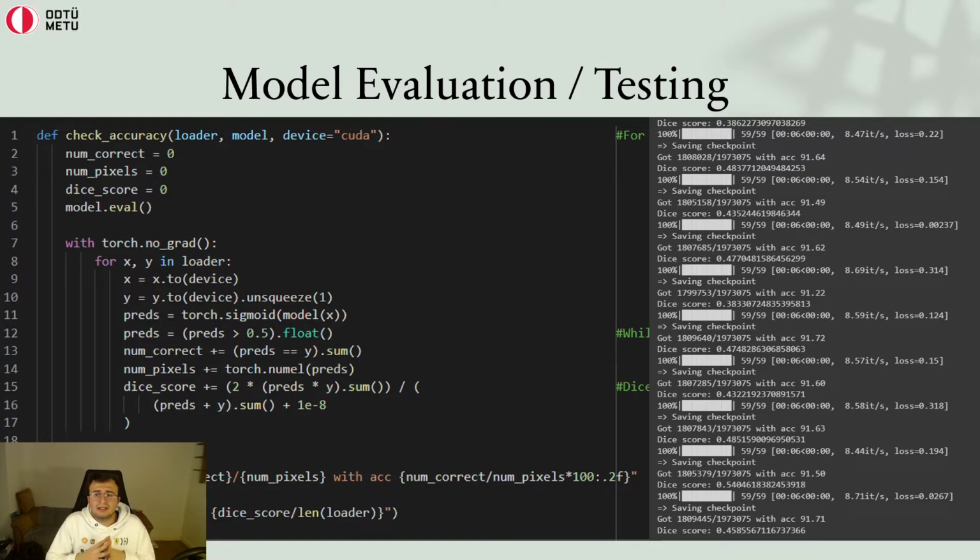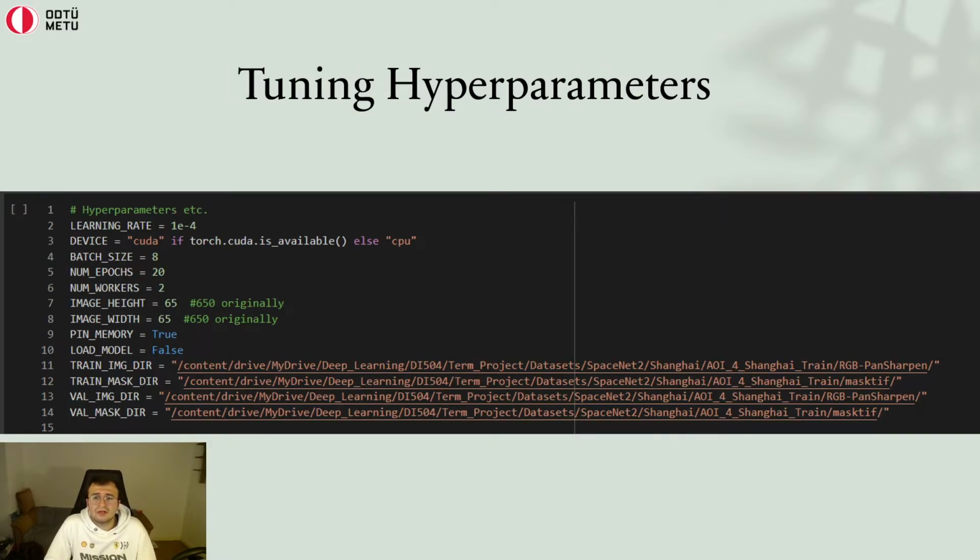So after our training, I obtained a maximum of 54% dice score in the training, and we will discuss why in the next slide. So these are the hyperparameters that I used in my project, like learning rate, device is not a hyperparameter, but the batch size, number of epochs, number of workers, image height, width, and you can see the directories that I used in my code, because I used Google Colab, and I also used Google Drive for the dataset implementation.